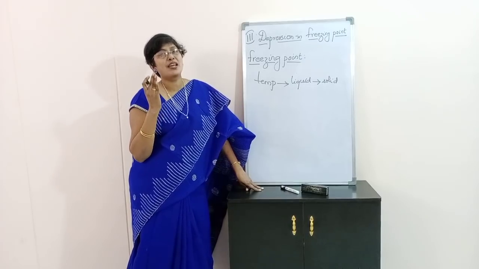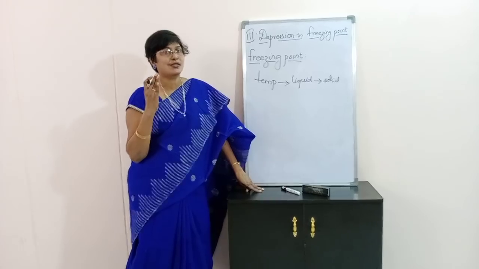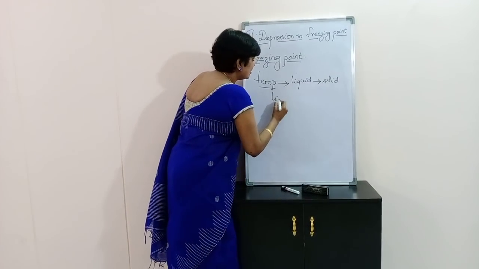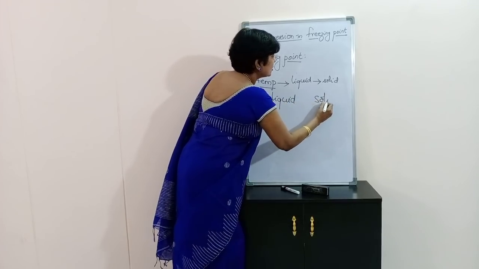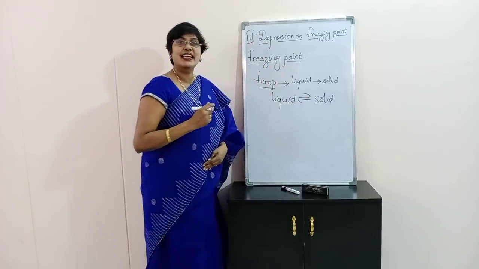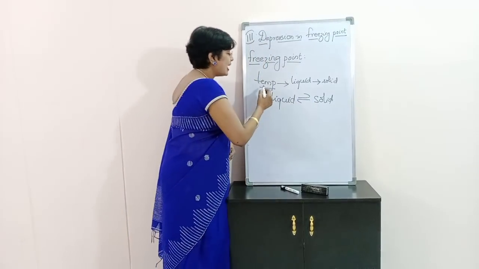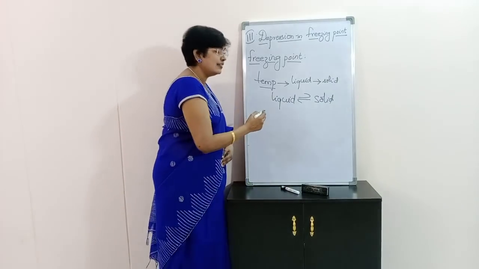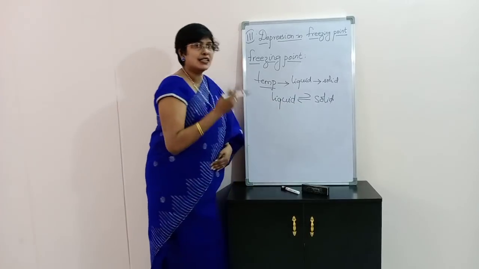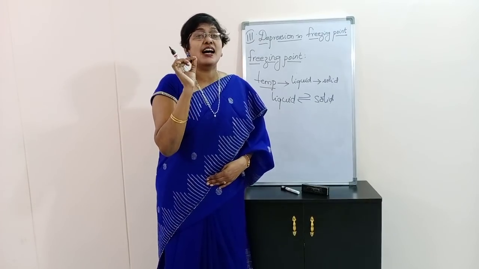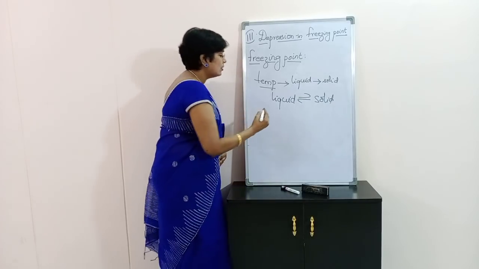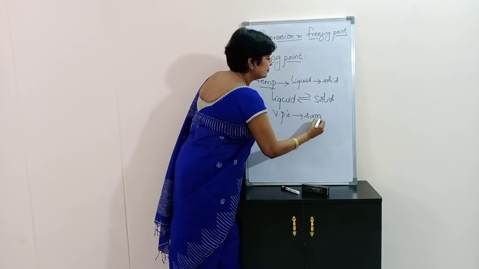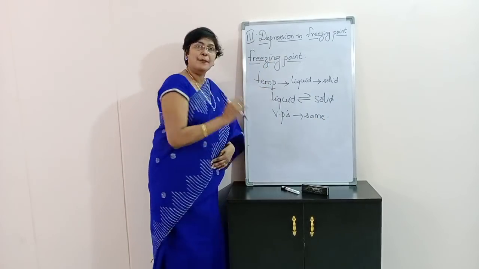But one more important point is to be understood, students. At this temperature, the liquid and solid forms are in equilibrium. What is that, students? At this temperature, where liquid is converting into its solid, at that point the liquid and solid forms of the substance are in equilibrium, and also the vapor pressures of liquid and solid are the same. So this is the important point, students.